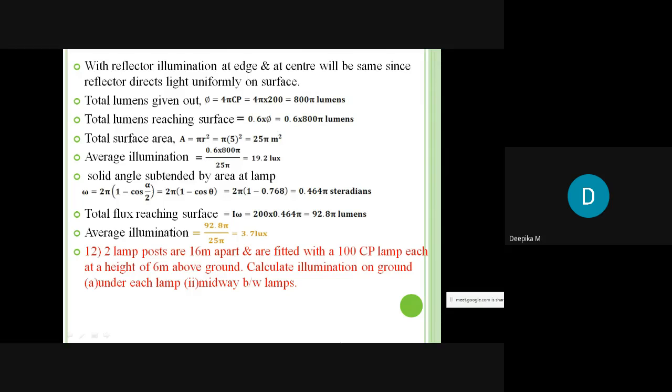And we have another problem. The two lamp posts are 16 meter apart and are fitted with a 100 cp lamp each, at a height of 6 meter above the ground. Calculate the illumination on the ground under each lamp and midway between the lamps. So here we have two lamps, and we have to calculate illumination directly below the two lamps and midway between them. Let us list out the data, and first of all we have to draw this diagram.